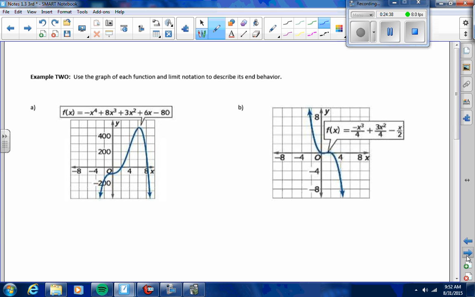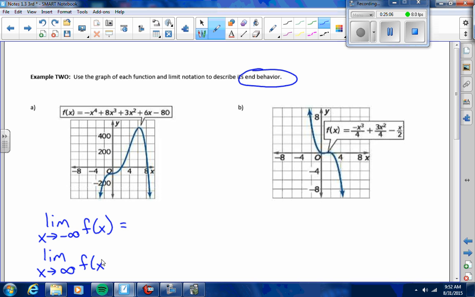Example 2. Use the graph of each function and limit notation to describe its end behavior. End behavior. So I need limit notation. So I will have a limit as x approaches negative infinity of f of x, and then I'll have a limit as x approaches positive infinity of f of x.